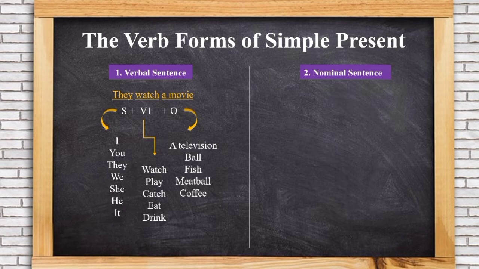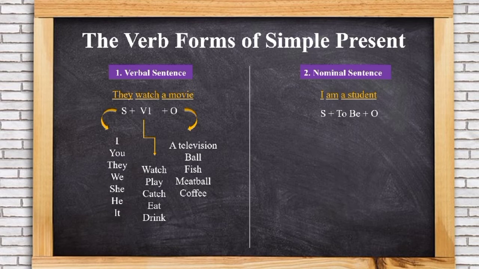Okay, for the next one is nominal sentence. Here is the examples of nominal sentence. I am a student. The subject in this sentence is I. The auxiliary verb or to be that used in this sentence is am. And the object of this sentence is a student.